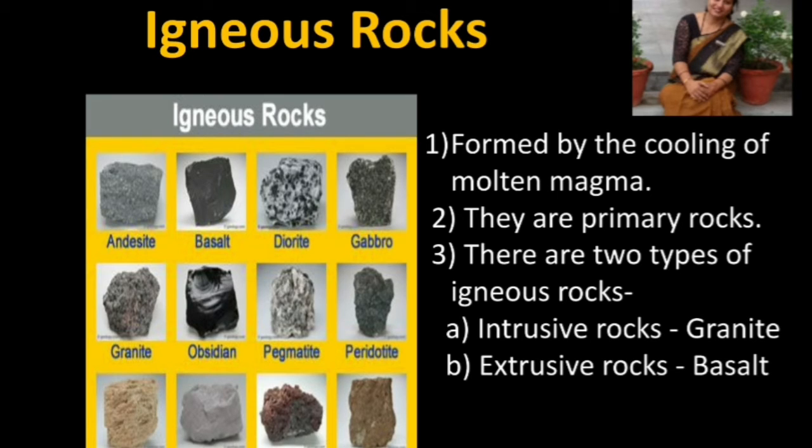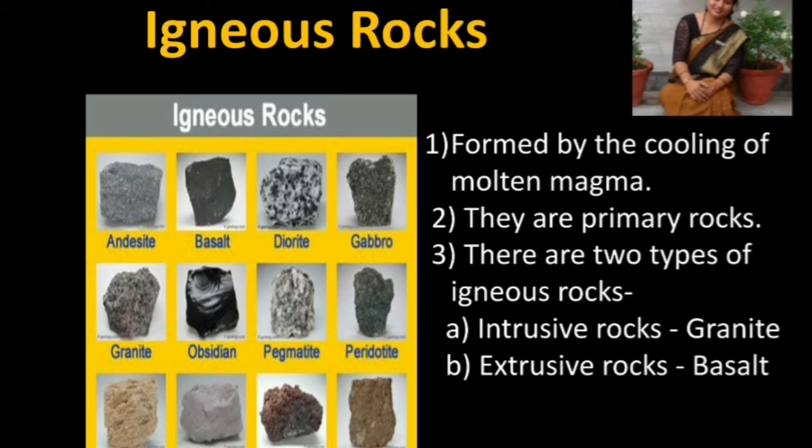When the molten magma comes on the earth's surface and rapidly cools down and becomes solid, the rock which is formed by this process is known as extrusive igneous rock, because it is formed on the crust of the earth. They have a very fine grained structure, and an example of this type of rock is basalt, which is found in the Deccan Plateau.